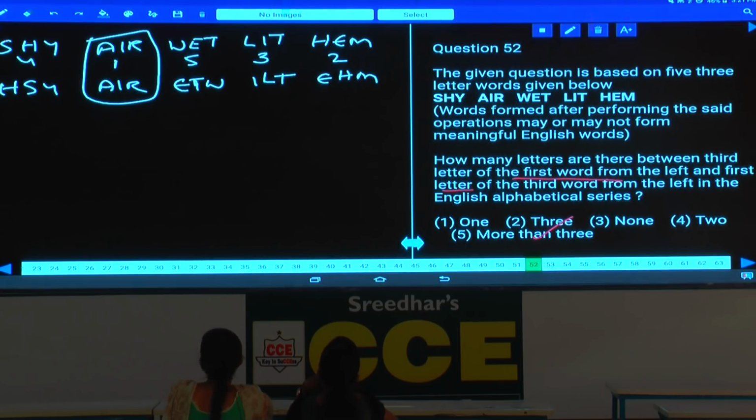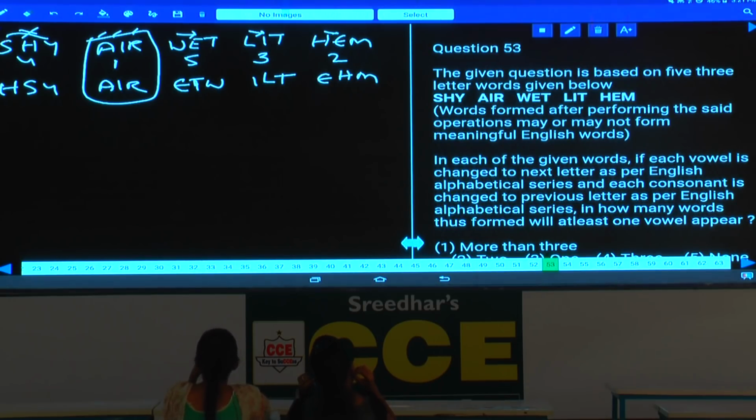Or else within the word, observe whether the letters are in ascending order or not. In SHY, they are not in ascending order: S and H are in descending order. In AIR, all the letters are in ascending order. Here W and E are descending, L and I descending, H and E descending, and so the only choice is 2. Question number 52. Then question number 53.